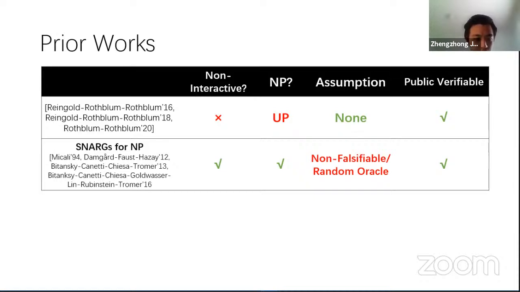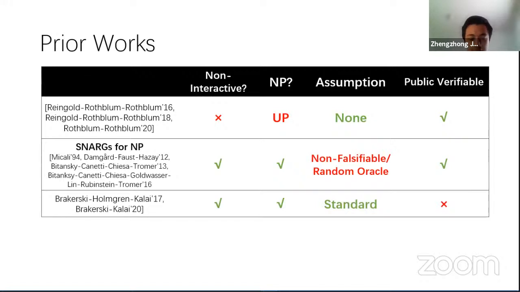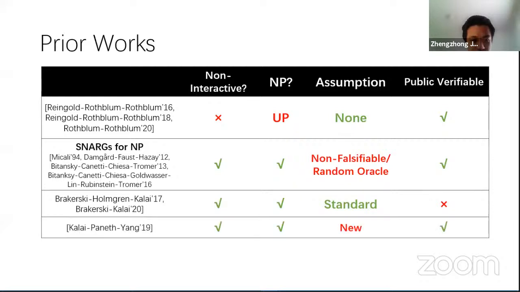So one can also hope to use succinct non-interactive argument for NP, or SNARGs, to build batch verification. However, up to now, we only know how to build SNARGs for NP from non-falsifiable assumptions or in the random oracle model. Recently, by the work of Brakerski et al., they built non-interactive batch arguments from standard assumption, but their protocol is only privately verifiable, where the verifier needs to use some private state to verify the proof.